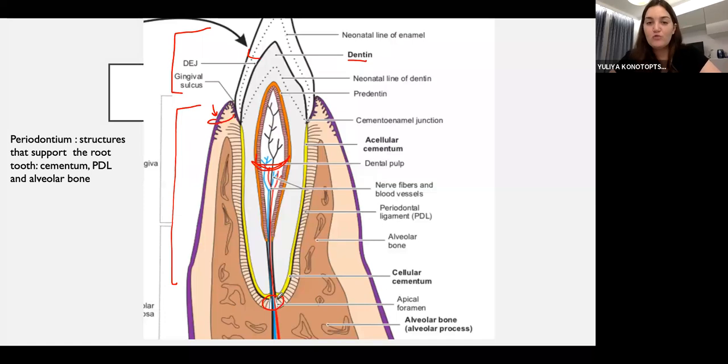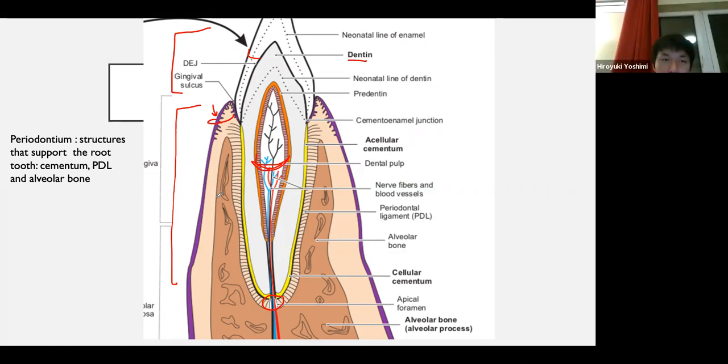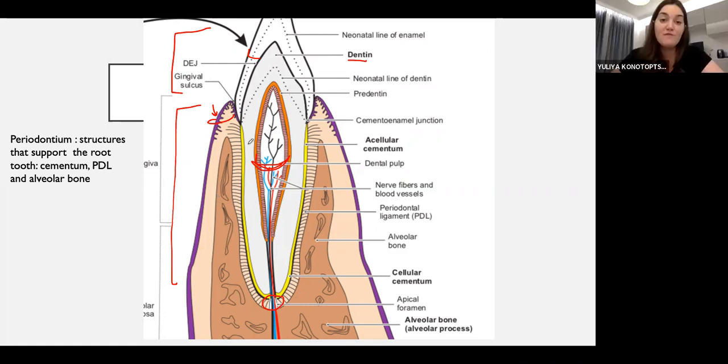Now, how is your tooth connected to the bone? Would you expect cementum to be attached directly to the bone, or should there be some communicator, some connecting area? There should be some connecting area. Why? Because if your cementum was connected to the bone directly, every time you take out the tooth, you take out the bone with it. But as you know, teeth can be taken out very easily. Just apply a little bit of pressure and it will come out.